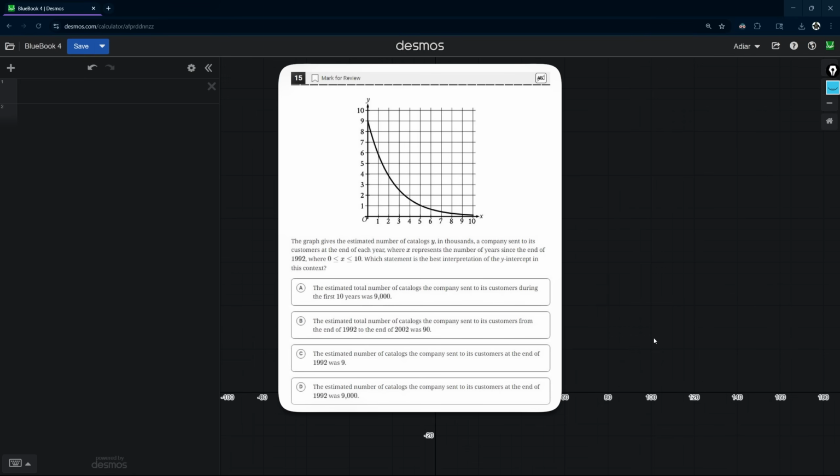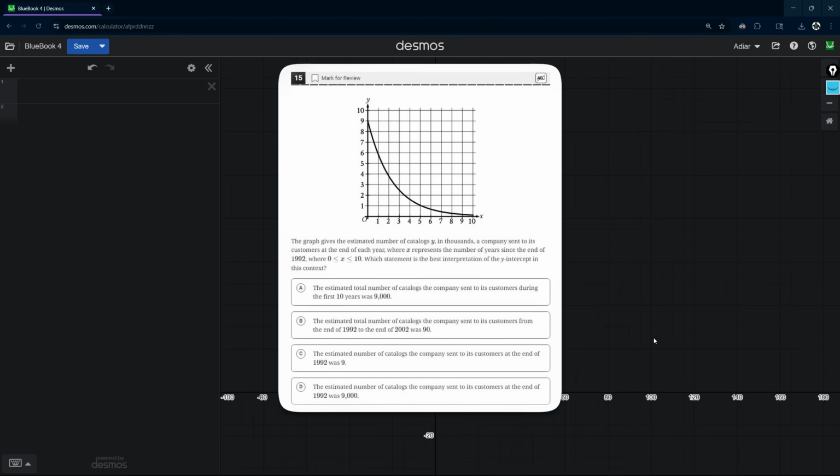So this is a bit more of a conceptual problem than an actual mathematical one. We can sort of see what this graph really means. When we look at it, again, it represents the number of catalogs a company sent to its customers at the end of each year. So we can see that the number of catalogs being sent is less and less every year. So the y-intercept is going to be at the end of 1992, because 0 years after 1992 is just the end of 1992, where they sent 9,000 catalogs.